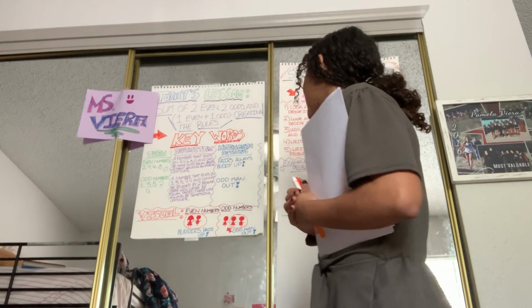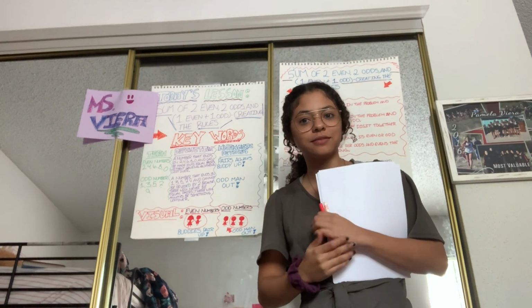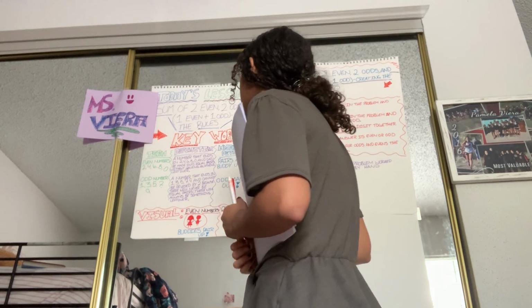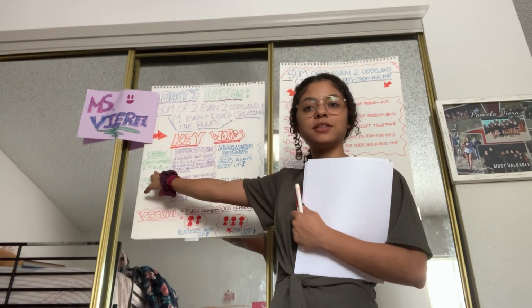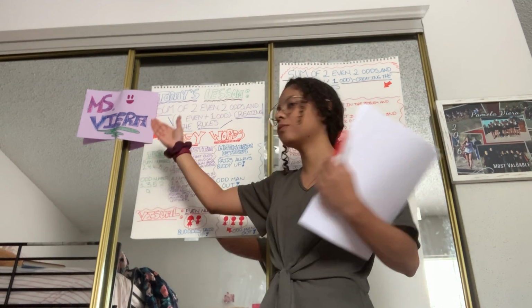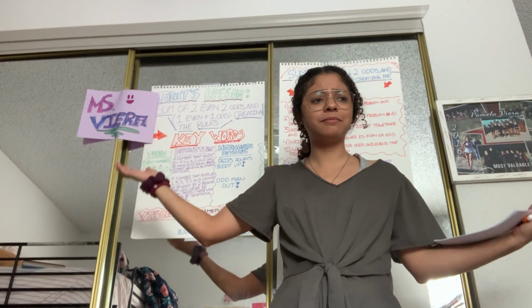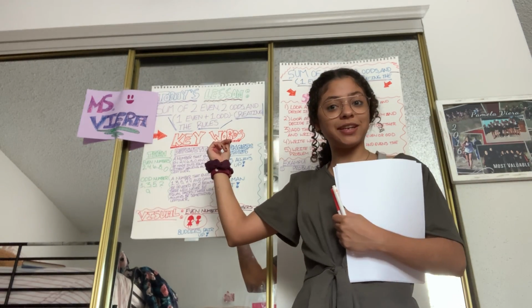Okay. So, let's go over the key words, right? Let's go over them. Okay. So, our first key term, we wrote even numbers, right? So, what's an even number? You guys wrote it down? Do you guys understand it?